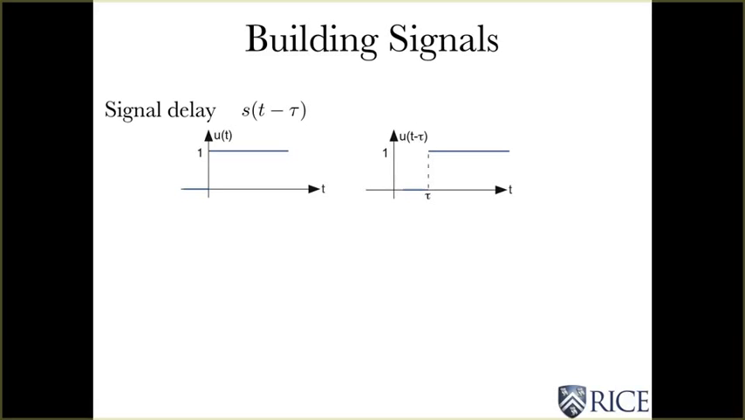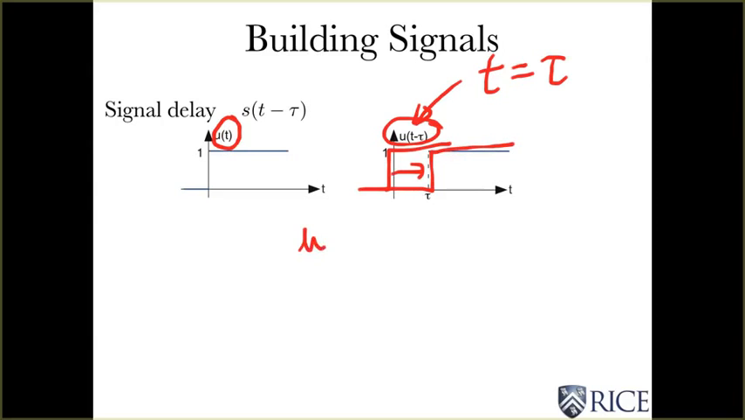So let's see if we can figure this out. The discontinuity occurs where the argument of u is 0. So the argument of u is still a function. It's now 0 when t equals tau. That's where the discontinuity is. So this means that this formula right now corresponds to a step that's been delayed, shifted over in time to tau.